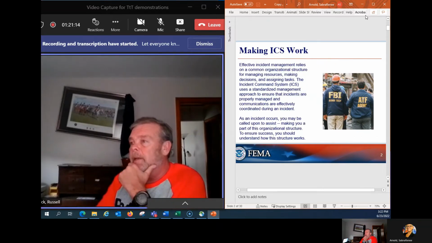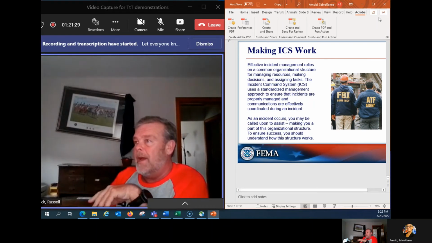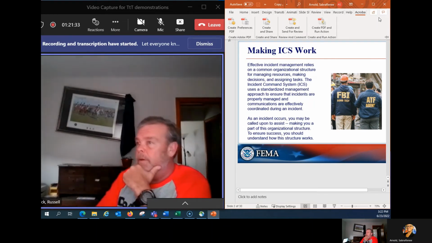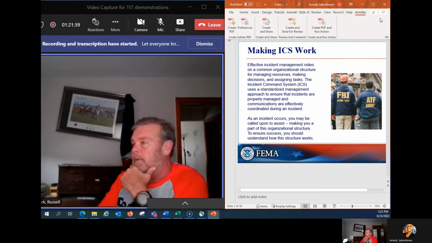Slide 2. Effective incident management relies on common organizational structure for managing resources. So this is where the incident command system is going to come in. I know this is a baseline course. Maybe you haven't had the opportunity to really understand what goes on, but if an incident occurs, you can be called on to assist, and ICS is going to be one of the response principles you use to ensure success. You should understand how this structure works.